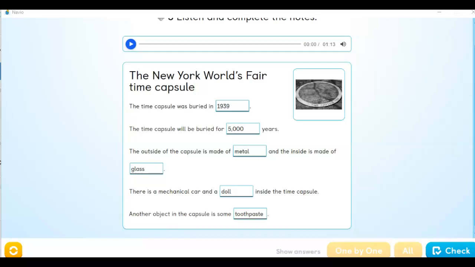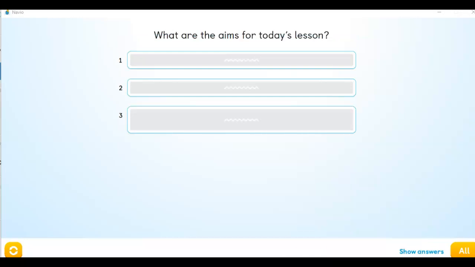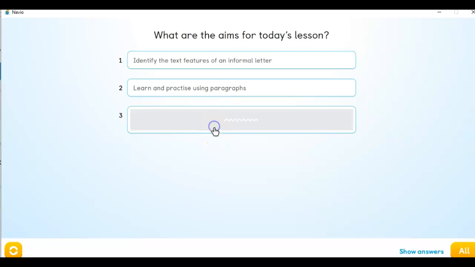Now, lesson 7, writing. Identify the text features of an informal letter. Learn and practice using paragraphs. And plan and write a letter for a time capsule expressing hopes and wishes for the future.